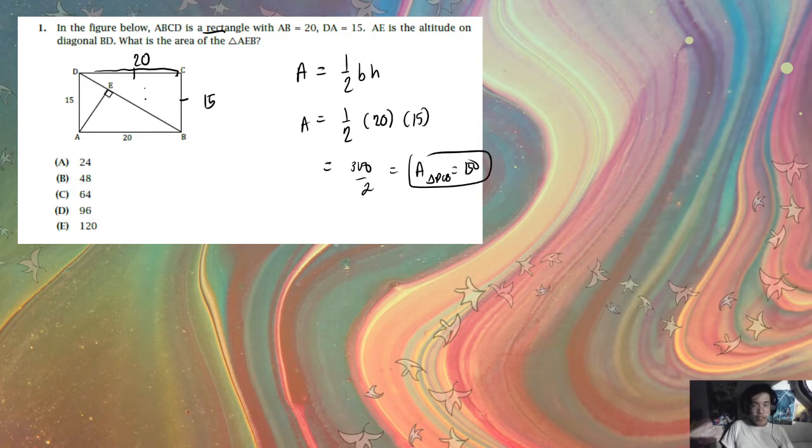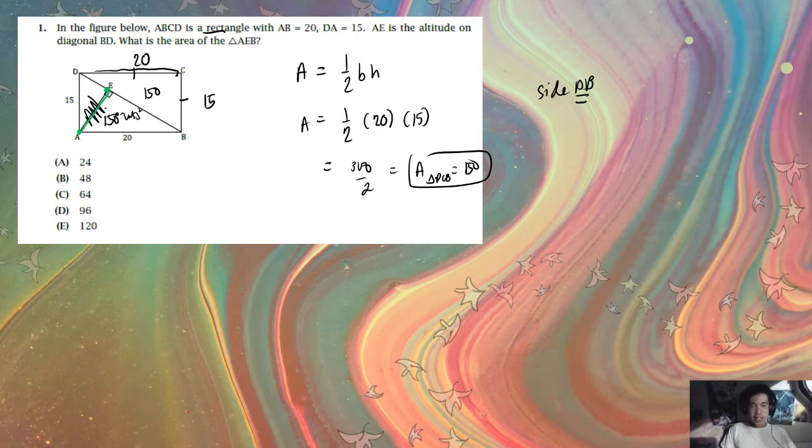Now, if the area of this triangle is 150, it stands to reason that the area of this triangle is also equal to 150 square units. If that's 150 square units as well, we can solve for the measurement of side AE by using the Pythagorean theorem. How will we do that? First, we need to find the value of DB. So how will we solve for the measurement of side DB?